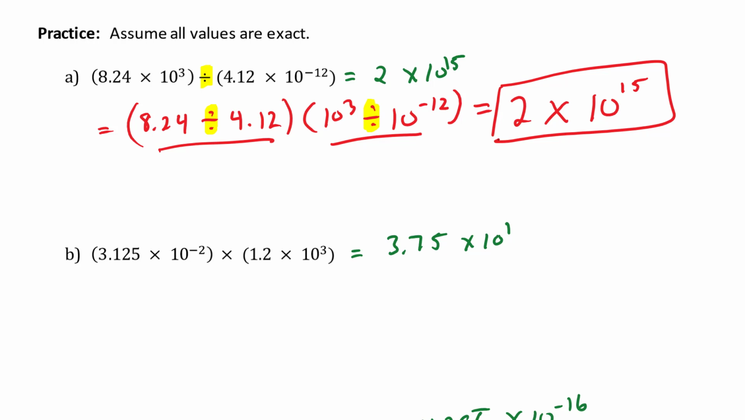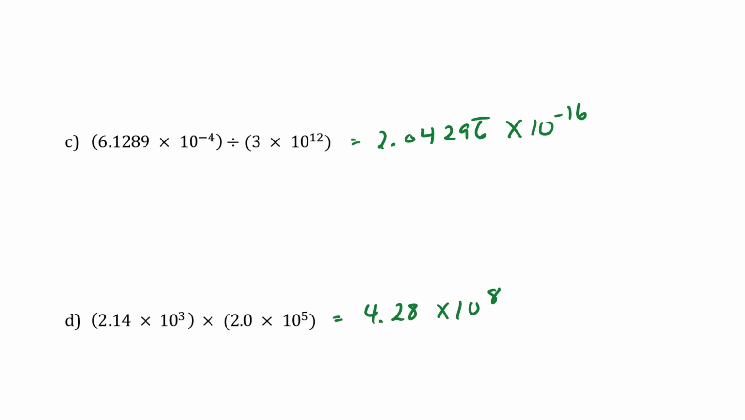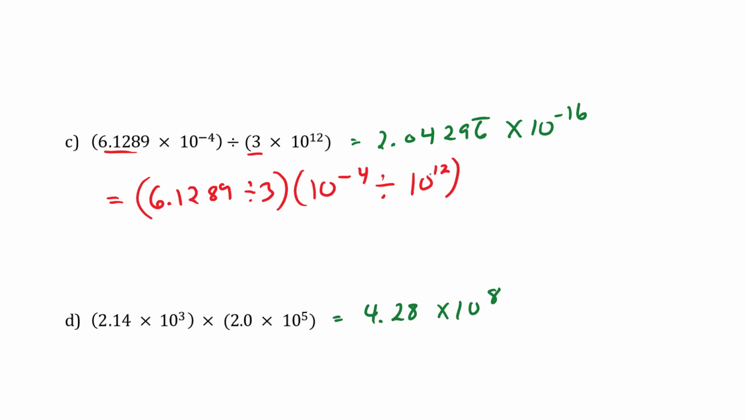B, I won't take that one up. C and D, let's take up C. So we're dividing it again. Combine those numbers. 6.1289, divide that by 3. Multiply that by 10 to the minus 4, divided by 10 to the 12. Remember, we're dividing, so I separate it and divide them like that. Notice this value is not a nice easy number like before.